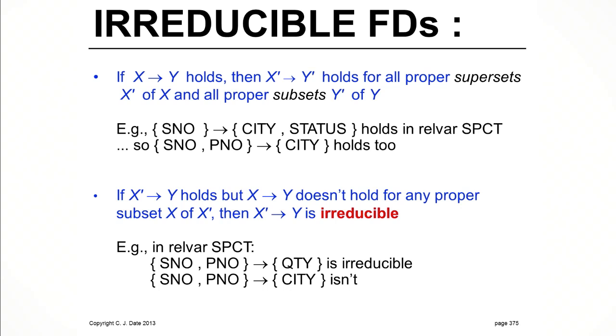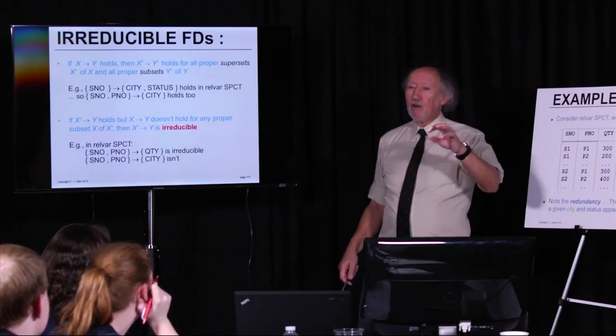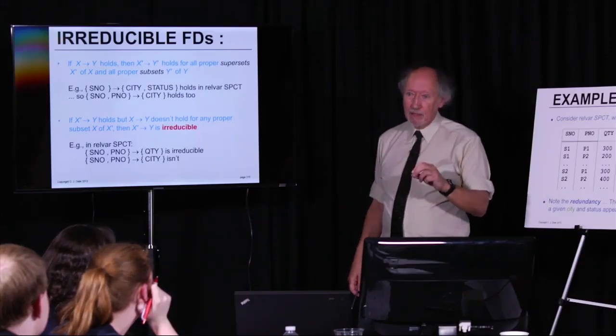Let me illustrate. In this thing here, we have S number arrow city, status. Therefore, S number, P number arrow city holds as well. I can add an attribute to the left-hand side, it makes no difference. I can take attributes away from the right-hand side, it makes no difference. So this is a way, if you like, of generating new FDs from given FDs.